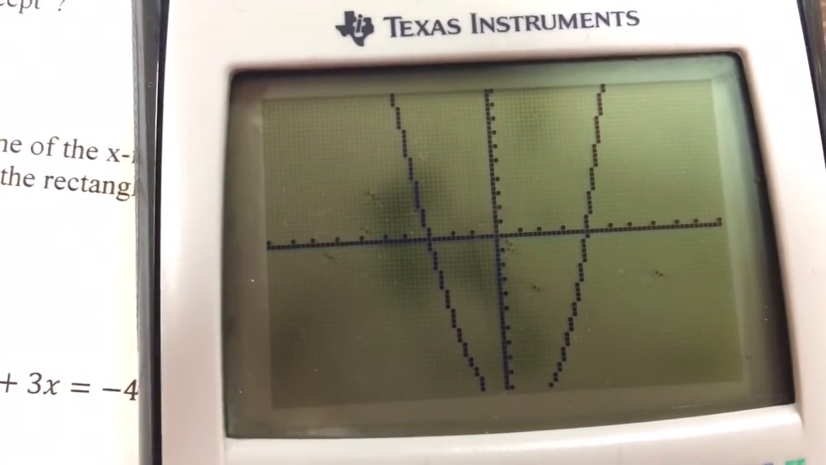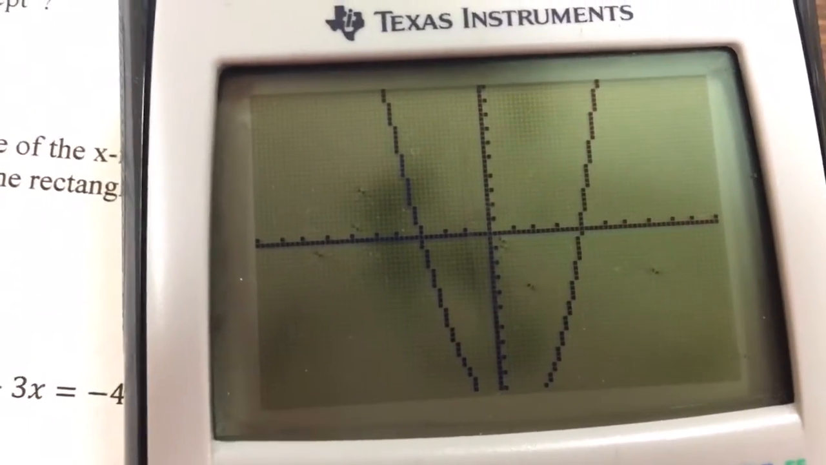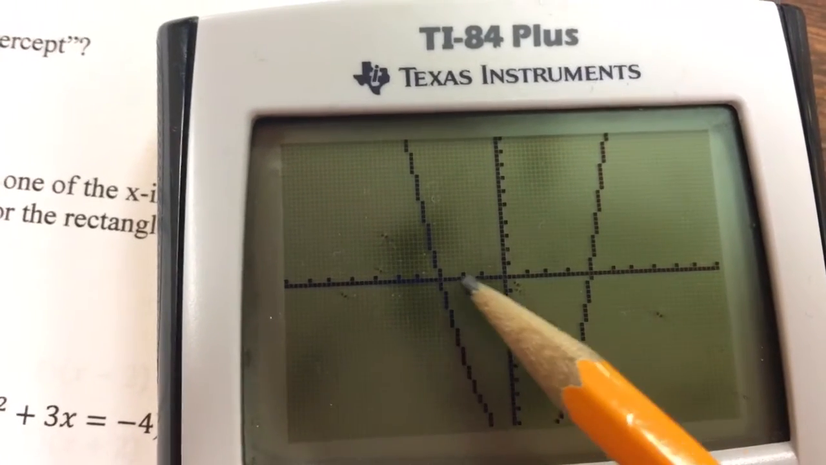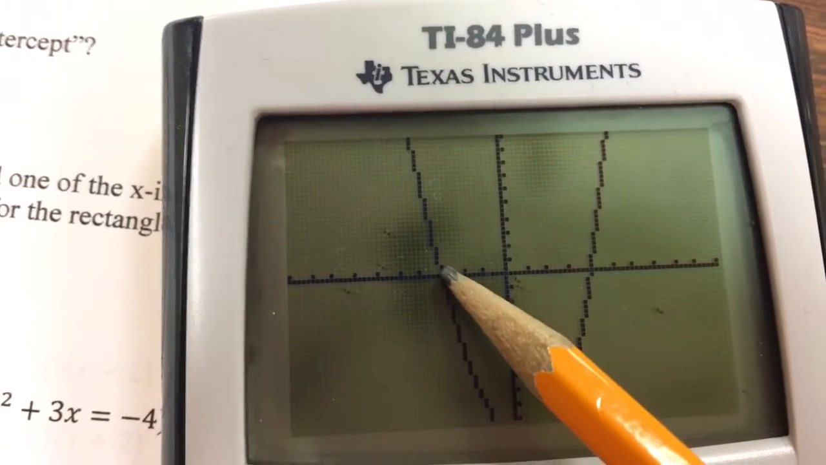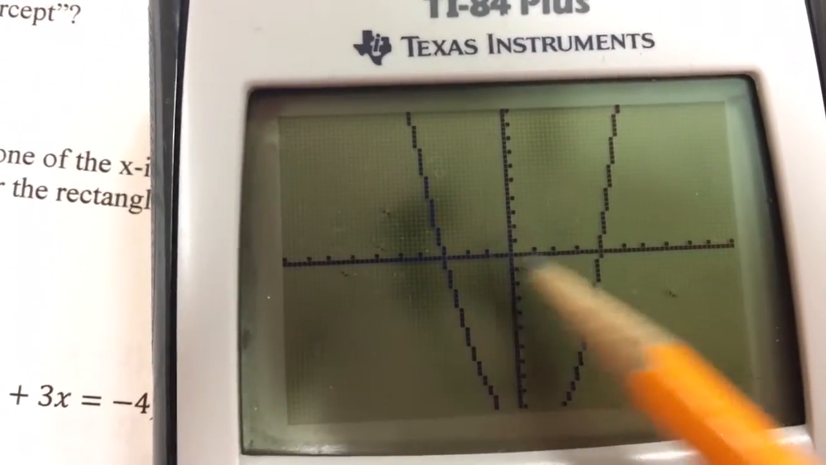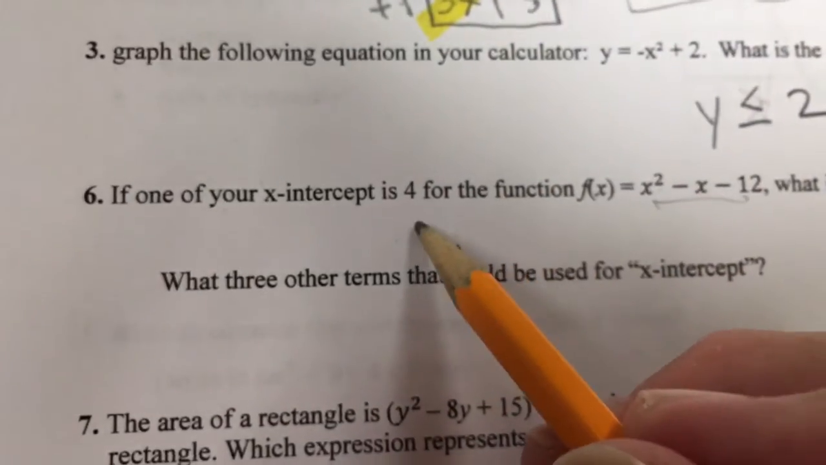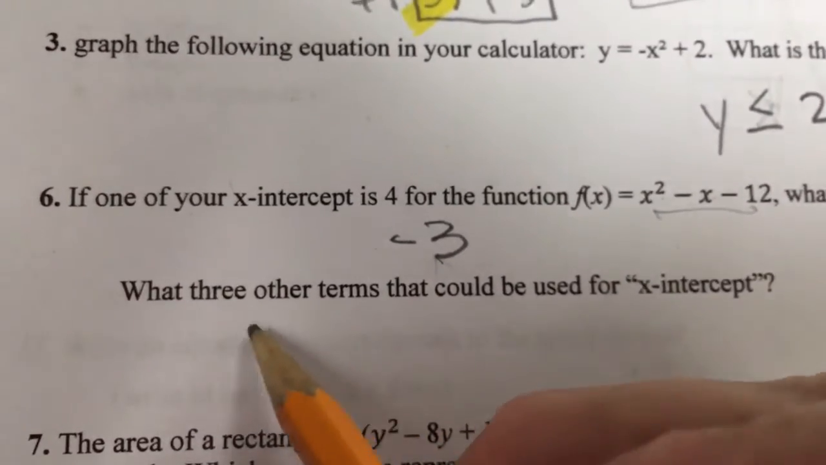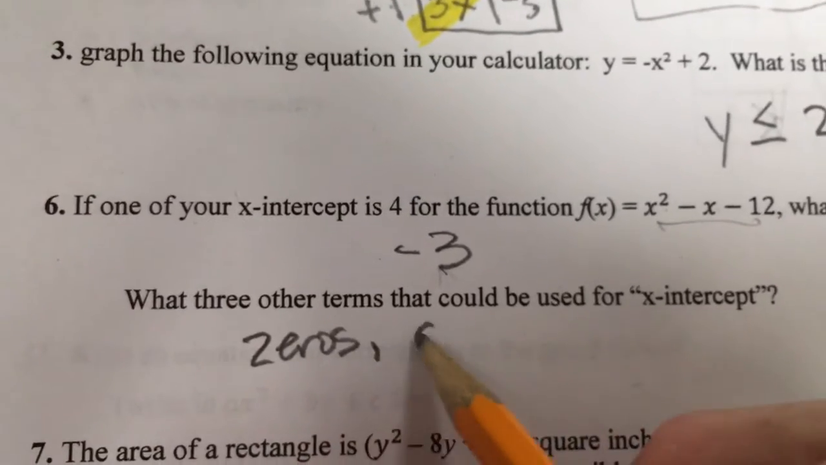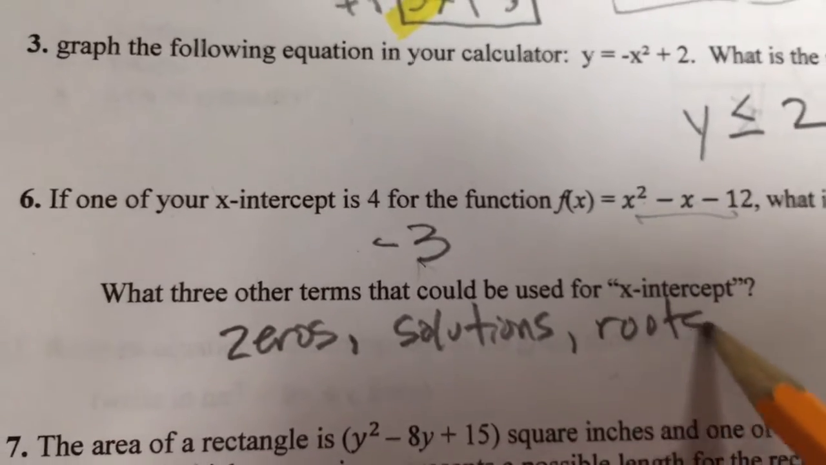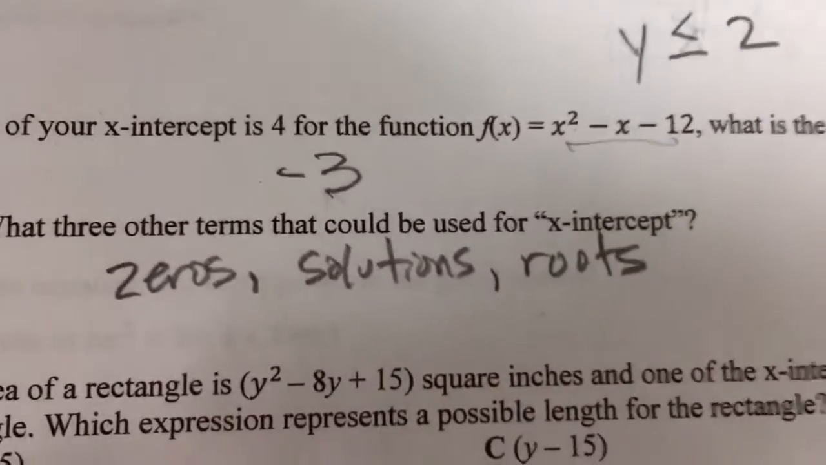And looking at the graph, I can see that one of my x-intercepts is at positive 4, just like the problem told me. The other one is over here at -1, -2, -3. So my solutions, my roots, my x-intercepts, my zeros for this particular problem, for this equation, are positive 4 and -3. So the other one we're looking for is -3. And like I just said, the other terms that could be used for x-intercept are zeros, solutions, and roots. These all mean the same thing, all interchangeable.